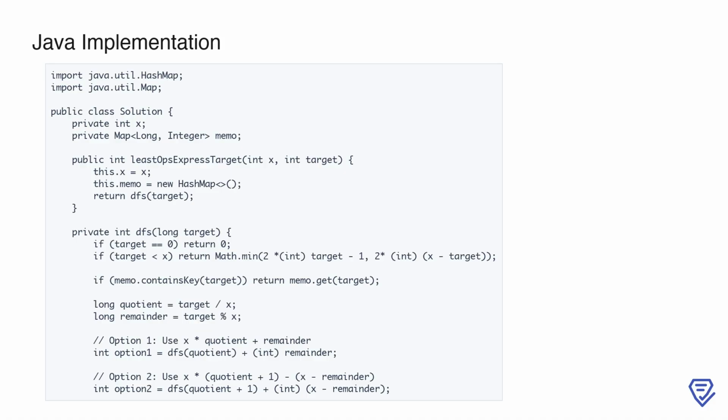If not, we proceed to break down the target into a quotient and remainder when divided by x. These two values represent the key components of expressing the target using powers of x. For instance, the quotient represents how many times we multiply x, while the remainder represents the leftover value we still need to express. The next step involves calculating two options: the cost of expressing the target using x multiplied by the quotient plus the remainder, and an alternative where we use x multiplied by the quotient plus 1, subtracting the excess value created by the remainder. These two options allow us to explore both adding and subtracting scenarios efficiently.